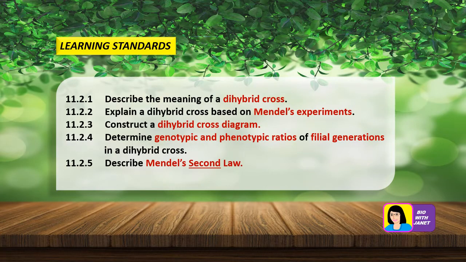The learning standards for this video are as follows. Firstly, we should be able to describe the meaning of a dihybrid cross. Secondly, explain a dihybrid cross based on Mendel's experiments. Thirdly, construct a dihybrid cross diagram. Fourthly, determine genotypic and phenotypic ratios of the generations in a dihybrid cross. And fifth, describe Mendel's second law.